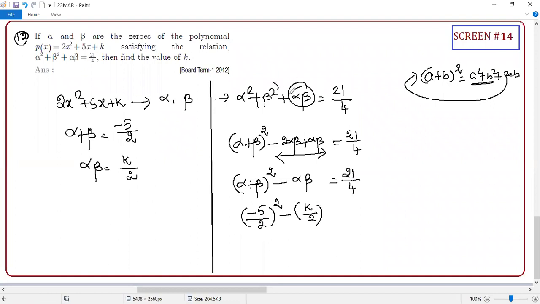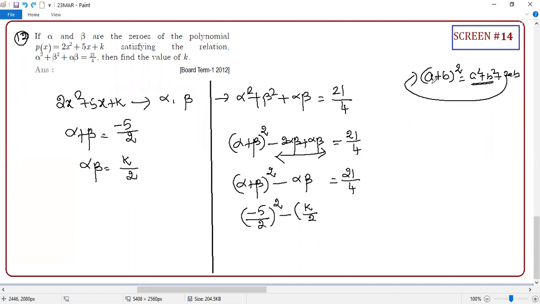So this one is no problem. The problem is alpha square plus beta square, because you don't have it directly; you have only alpha plus beta. Some students will say alpha plus beta is minus 5/2, so alpha square plus beta square is minus 5/2 whole square. It's wrong. If it is the whole square, you can apply this, but if it is an individual square, you can't.